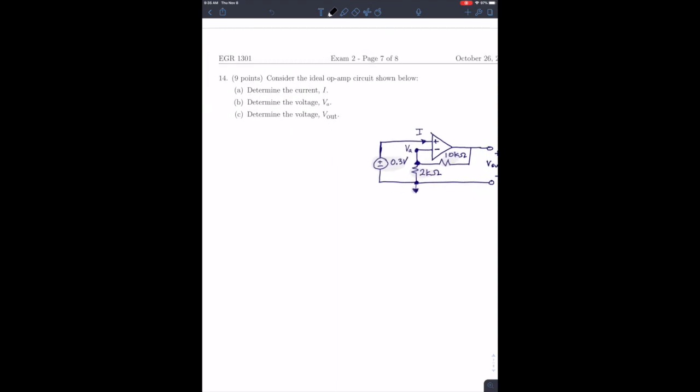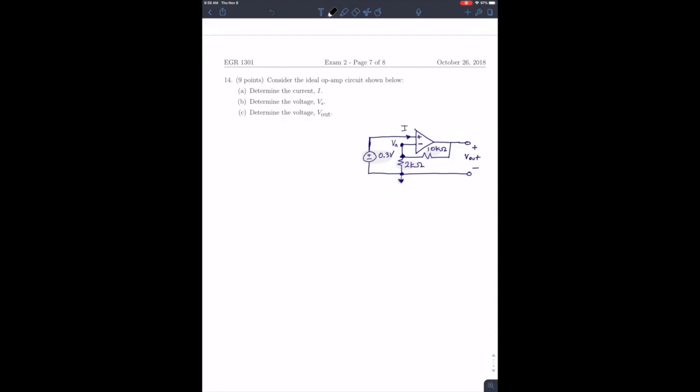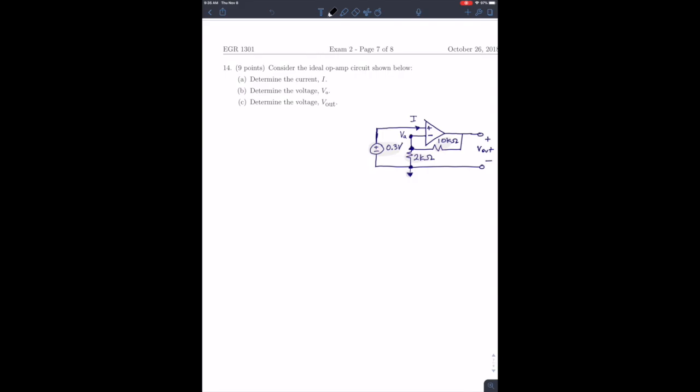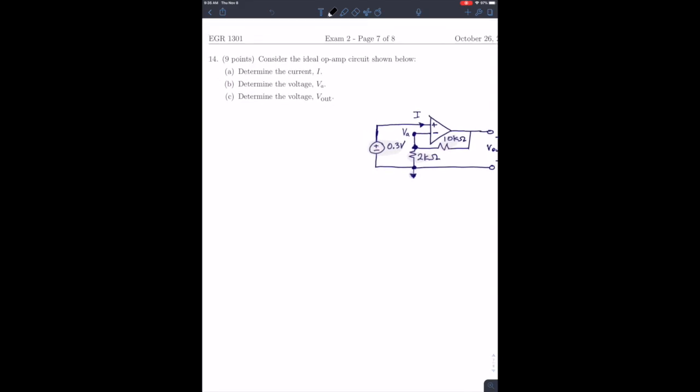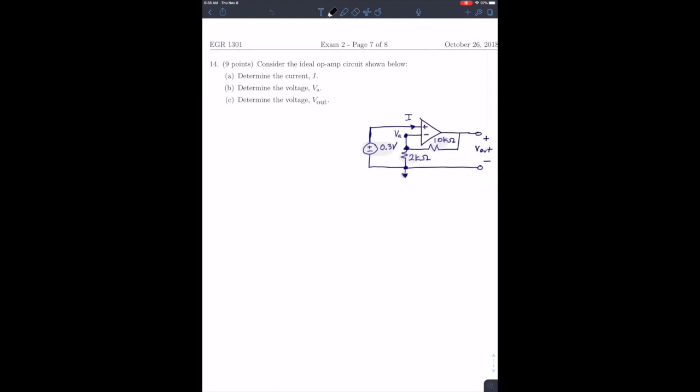Here's the solution for problem number 14 from exam 2, Engineering 1301, Fall 2018. Alright, so I know you guys freak out with op-amp circuits, but I'm trying to impress upon you that ideal op-amp circuits are really pretty straightforward, pretty easy to do.